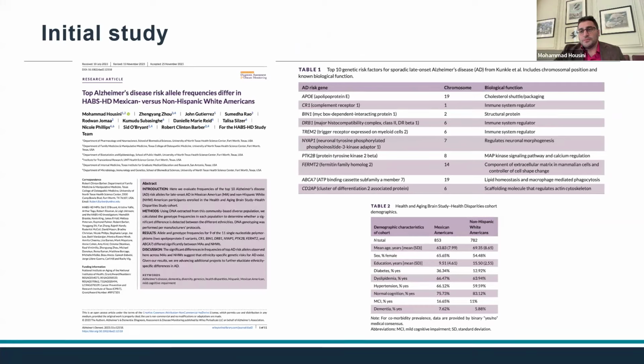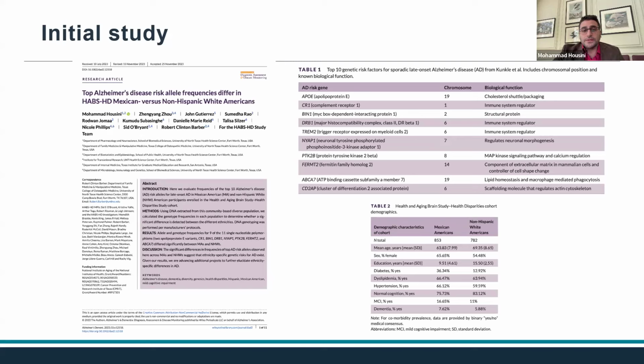So I'm going to jump right into it. One paper that I recently published is about the genotype frequency differences between the Mexican Americans and the non-Hispanic whites in the HABS-HD study. When I first started my PhD with Dr. Barber, we were trying to go through the literature and for me to get a better understanding of the current situation in the field, because my background is clinical medicine and neuroscience. So genetics was new for me.